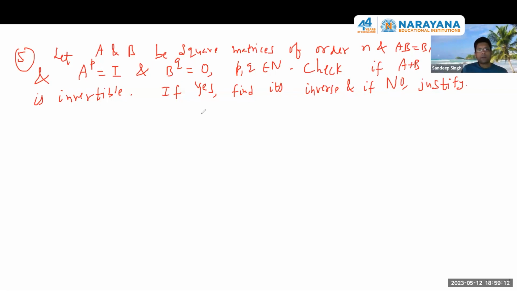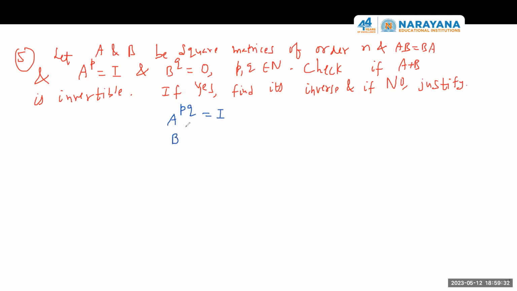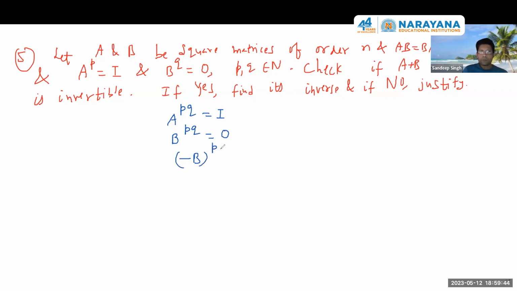See, I will tell you, A power P is I and B power Q is the null matrix. So you should make the exponent the same so that you can proceed further. So what will be A power PQ? This is I only, sir. And what will be B power PQ? 0. Correct? Now, let me ask you one more thing. What will be minus B power PQ? 0, null matrix. Why am I writing this? Because I want to make A minus B.